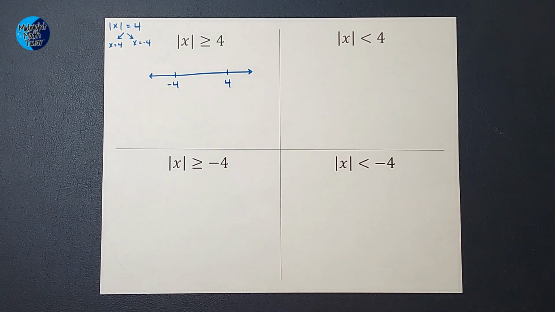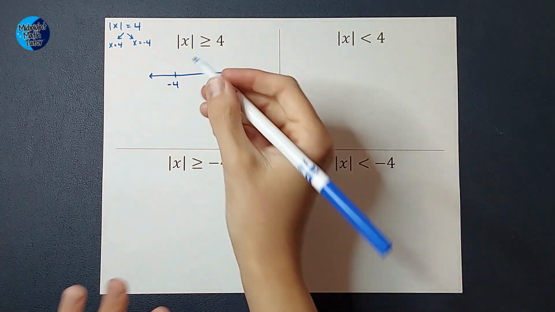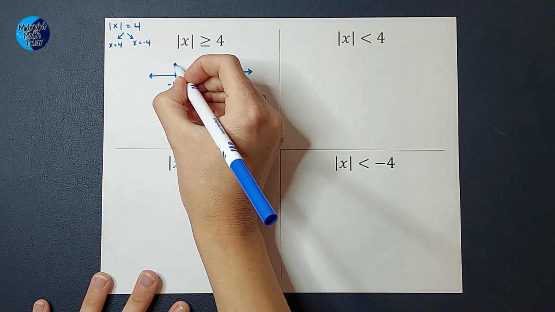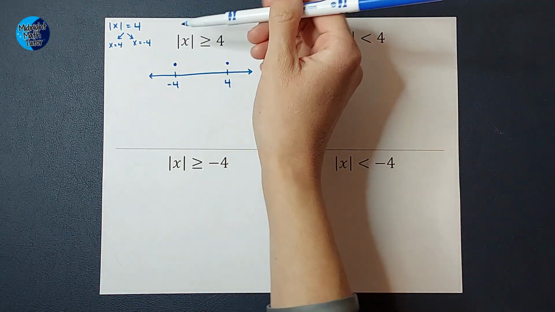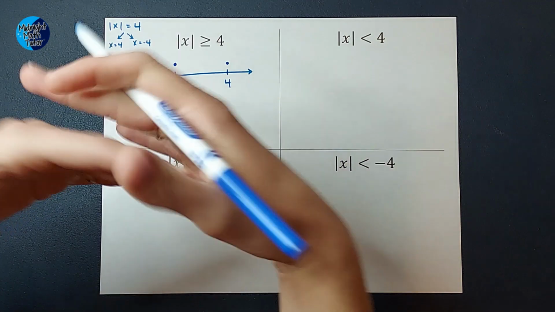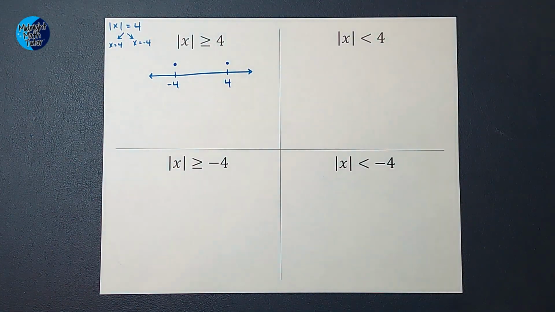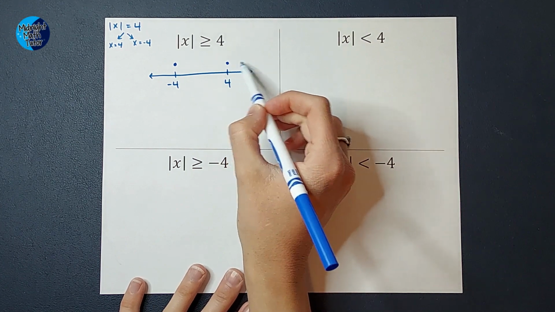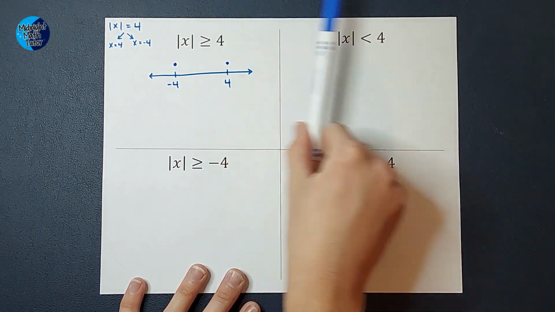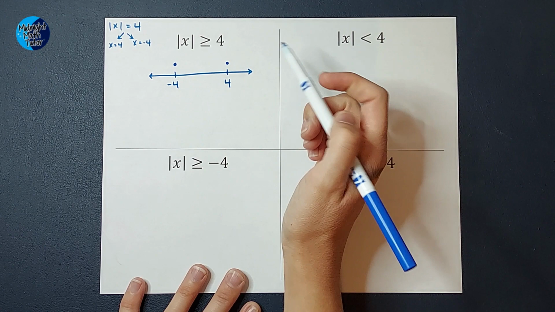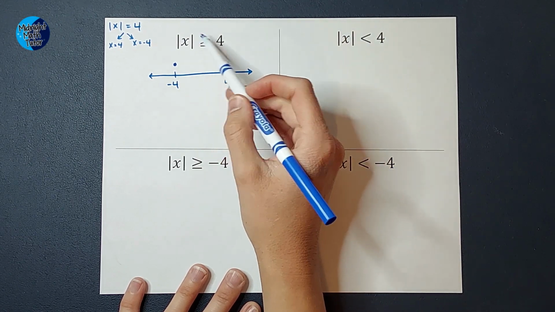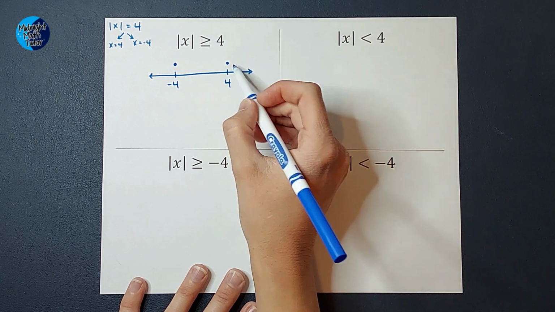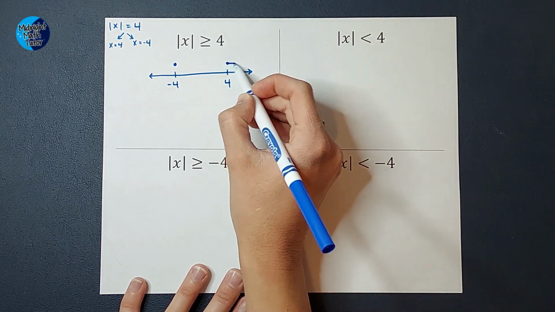Okay, so now what I'm thinking is I know the answer can be -4 or 4, right? Because if I plug that in, the absolute value of 4 is 4, and 4 is greater than or equal to 4, right? But what other numbers can work for this? Well, let's just kind of think about it. If I were to plug in something to the right of this 4, like a 7, right? Well, if I plugged in 7, the absolute value of 7 is 7, and 7 is greater than or equal to 4, right? So the numbers over here are going to work.